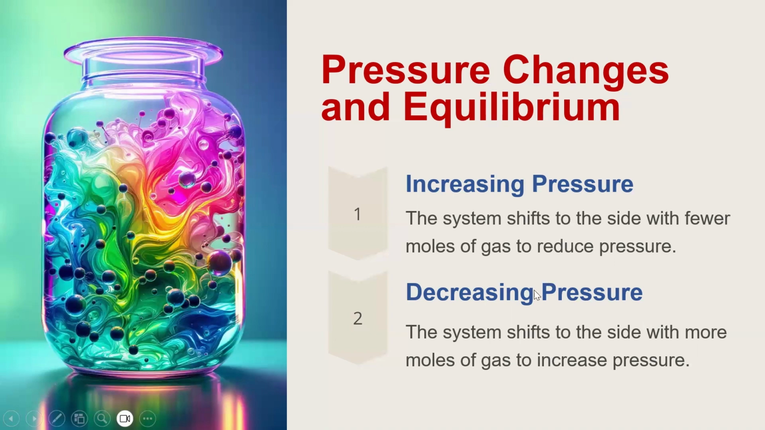While if the pressure is decreased, now we need to re-establish the original pressure. We need to increase the pressure. So the favored direction is the direction that exerts more pressure, which is the direction with more moles.